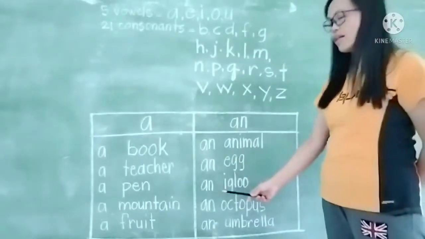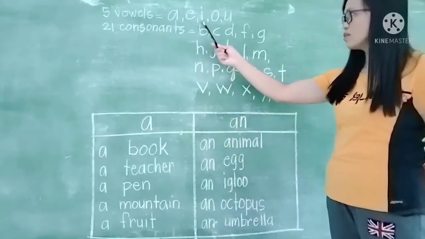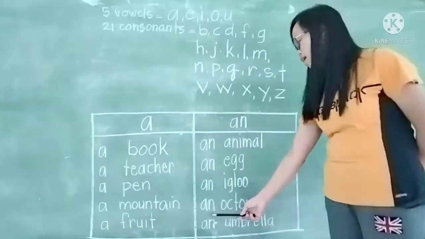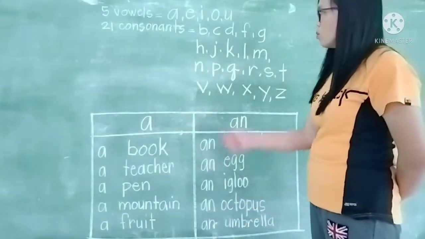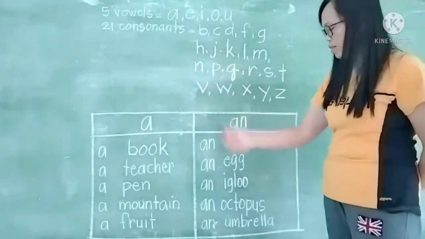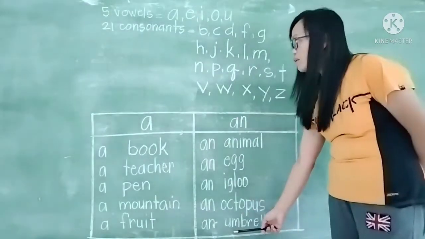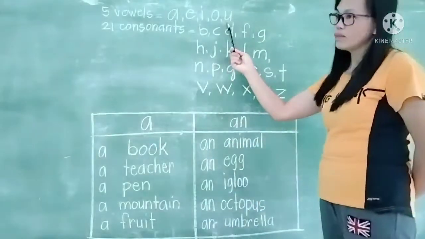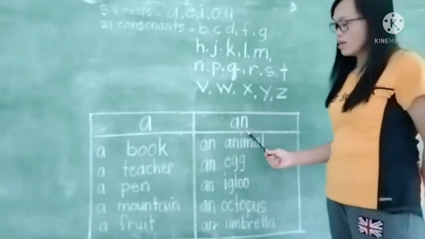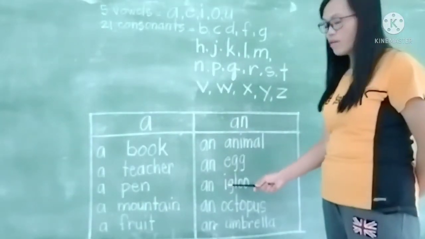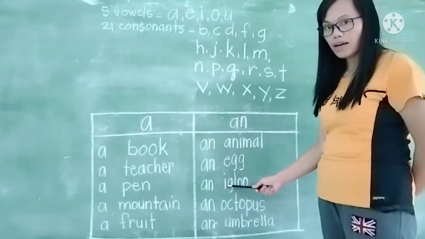An igloo. Again, igloo begins with I, which is a vowel. An octopus. Octopus begins with O, which is a vowel. And then, an umbrella. Umbrella begins with U, which is a vowel. So in short, we use an if the noun begins with vowels. Vowels like A, E, I, O, and U.